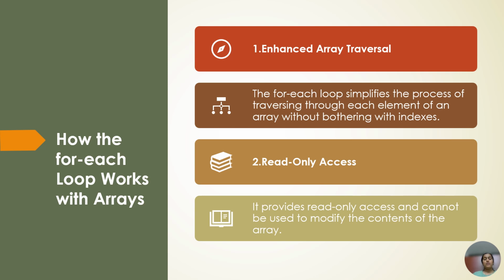Let us see how this for each loop works with arrays. In arrays, first it works on enhanced array traversal. The for each loop simplifies the process of traversing through each element of an array without bothering with indexes. Then comes ROA, that is read-only access. It provides read-only access and cannot be used to modify the contents in an array.